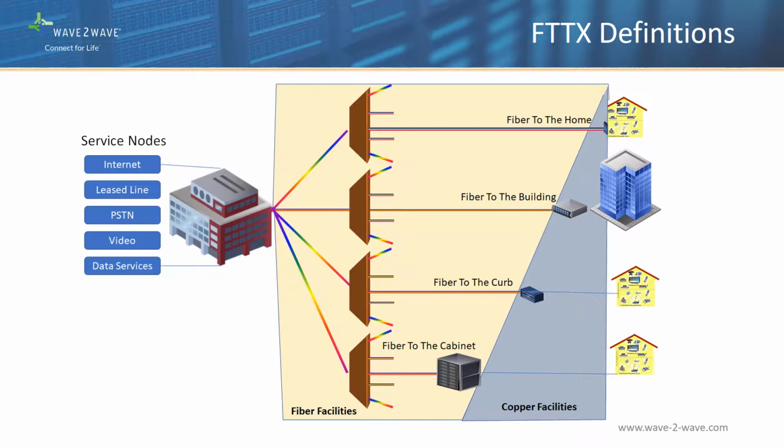In FTTCAB, the fiber is terminated at a RT, which is an active device typically located in the basement, communications room, or utility closet. Regardless of fiber lengths, all of these networks can make use of PON technology. In fact, some of today's digital subscriber loop, or DSL, and hybrid fiber coax, or HFC, networks also qualify as FTTX networks due to their use of fiber access and PONs.